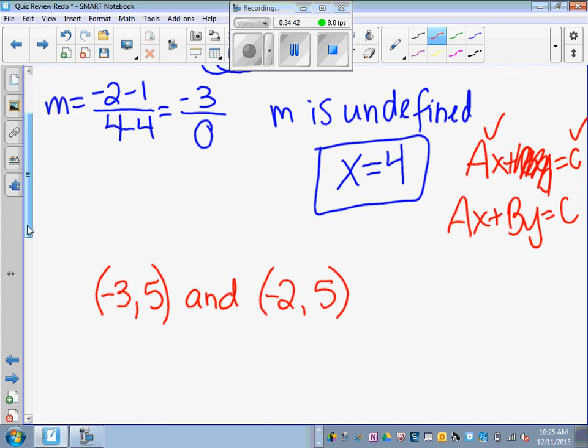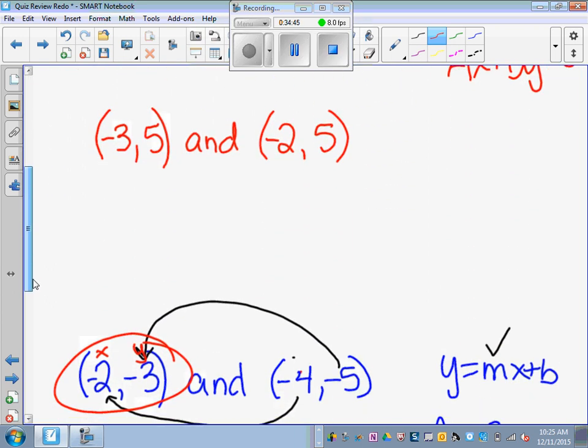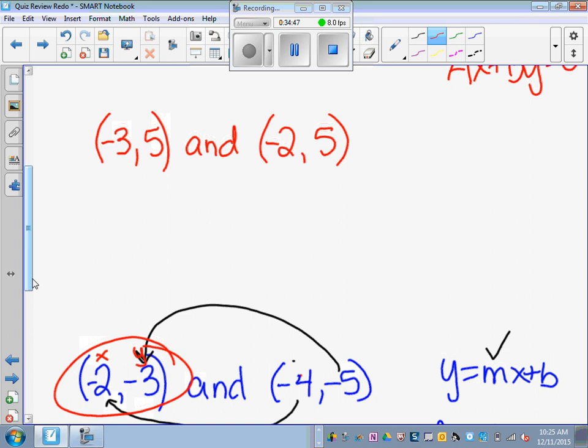Alright, next problem. This is the last one and then you'll get your quiz. The points are -3, 5 and -2, 5.